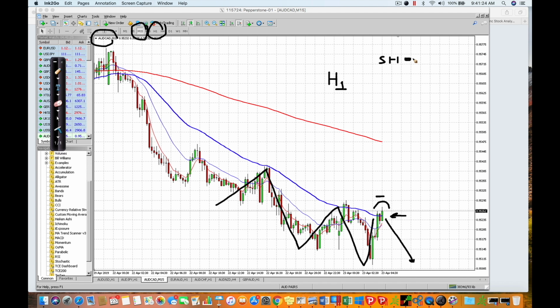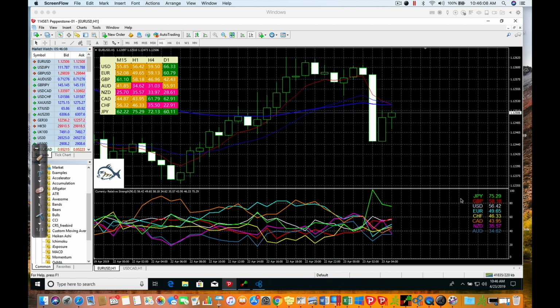Shorting Aussie CAD, right? Which means I want Aussie CAD to go down. Now, if I want Aussie CAD to go down, that means I want the Aussie to be weak and the Canadian dollar to be strong. Okay, so on the currency meter, I want to see that the Canadian dollar is stronger than the Aussie dollar. So let me just take a look at it right now.